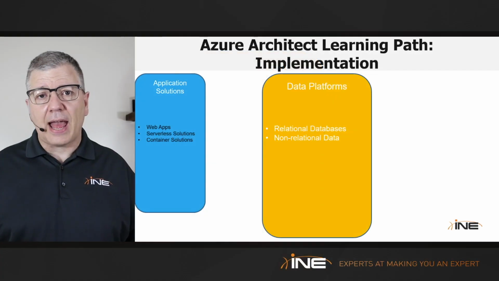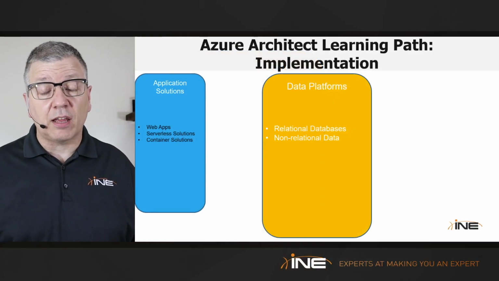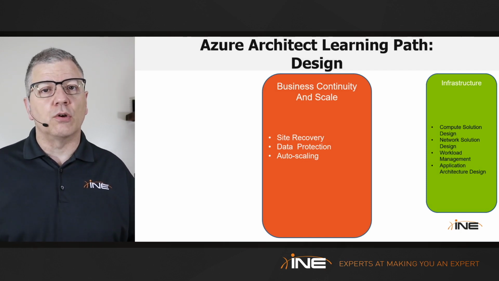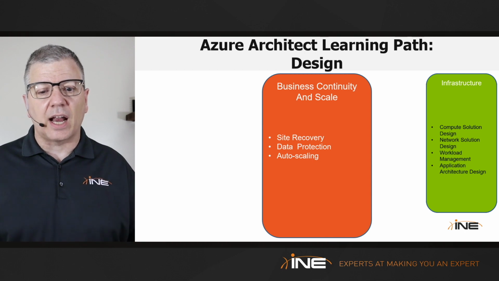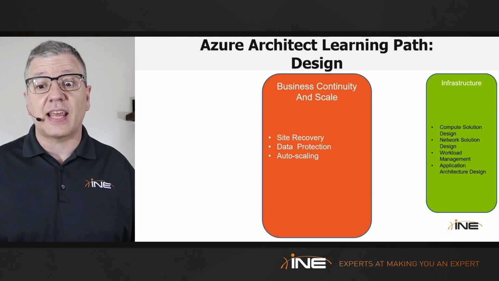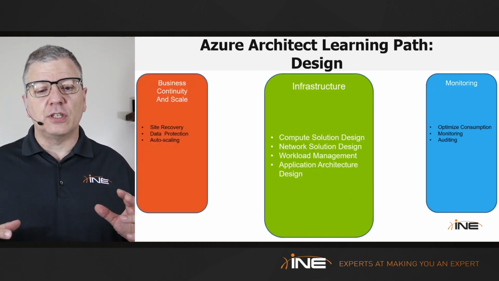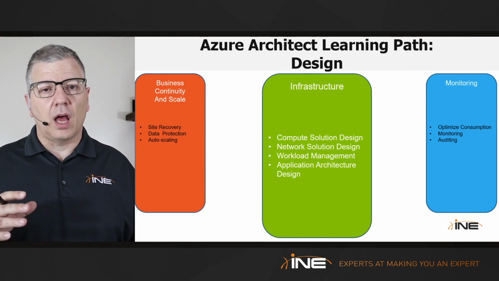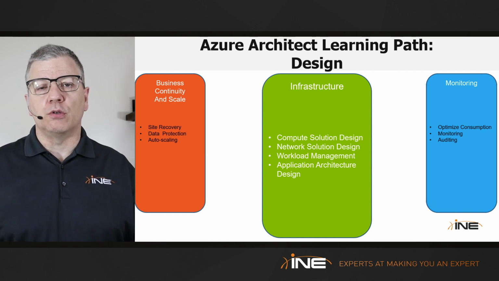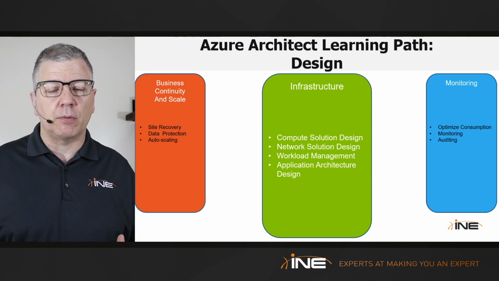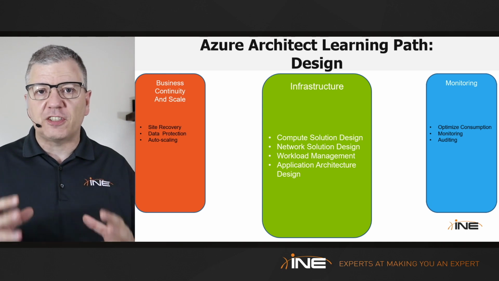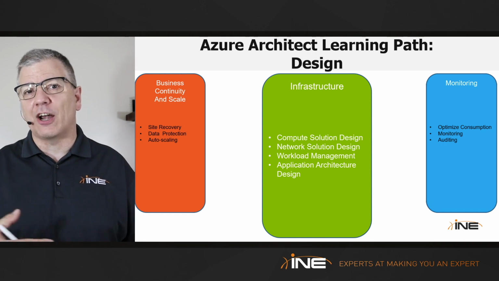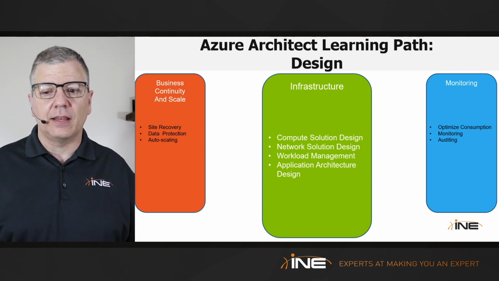Okay, and next, I want to talk about that second part of the Azure Architect learning path, which is design. Okay, and so looking at things like designing business continuity and designing scale, okay? Actually designing the infrastructure. So, thinking about, okay, what is the best way to implement compute? Do we need to be able to scale? How do we need to be able to do that? What is the most efficient way to design our networks? Okay, how are we going to manage our workload across an entire deployed infrastructure that's in the cloud?